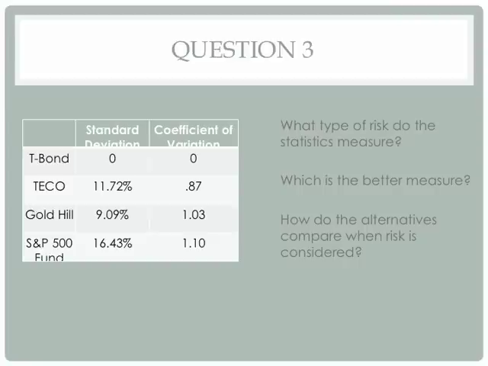How do the alternatives compare when risk is considered? Based on the standard deviation and coefficient of variation, the best alternative would be TCO. It has the highest expected return and the lowest coefficient of variation.